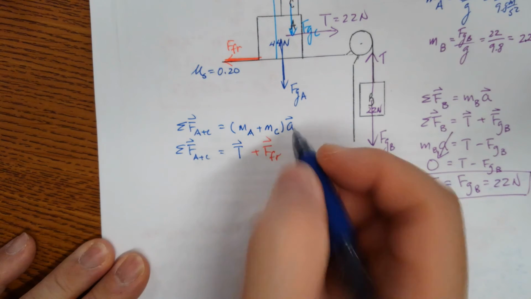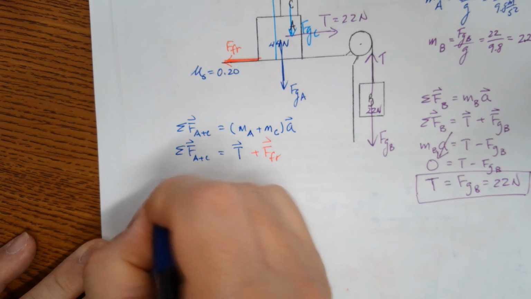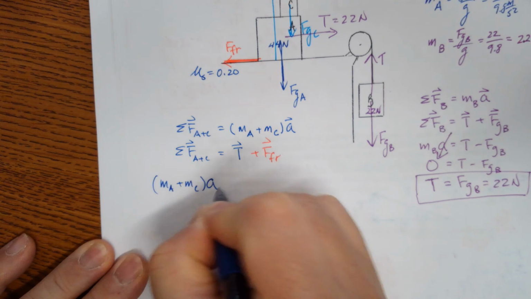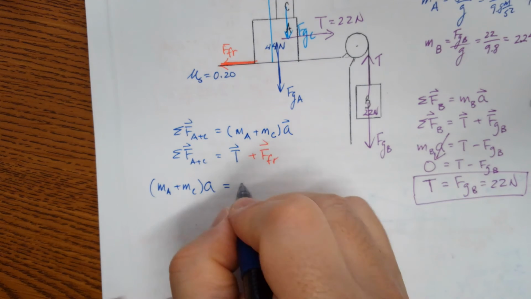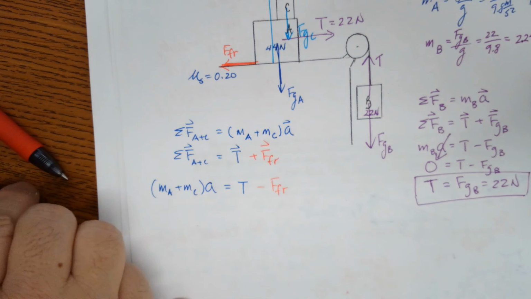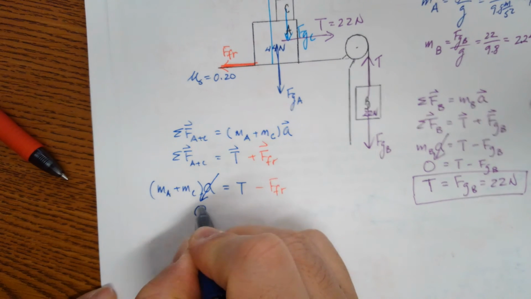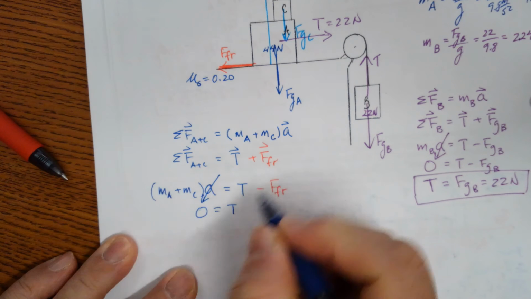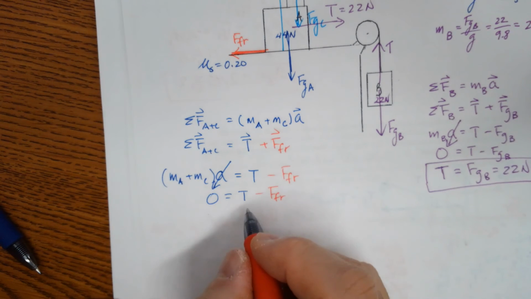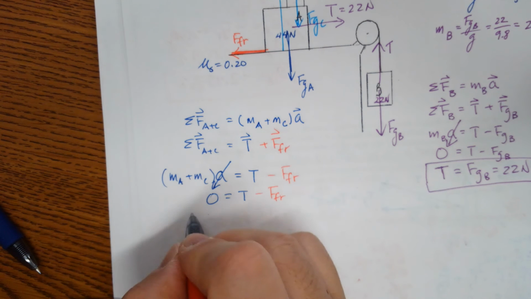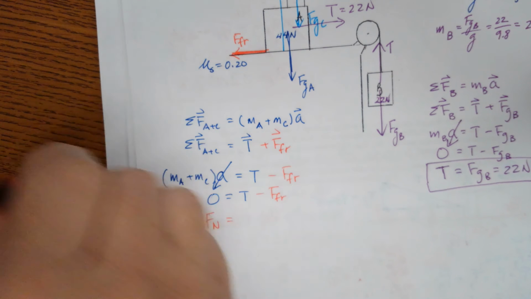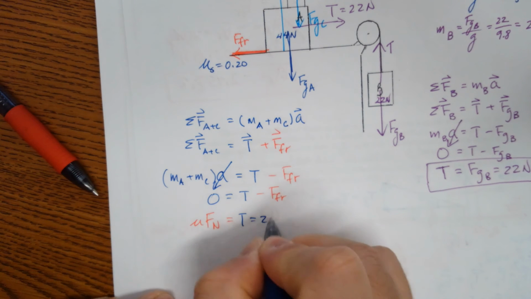So here we have MA plus MC times A is equal to tension minus friction. Acceleration again is 0. So tension minus friction is equal to 0. And since tension is 22 already, my friction, mu times F normal, is equal to tension, which is 22 newtons.